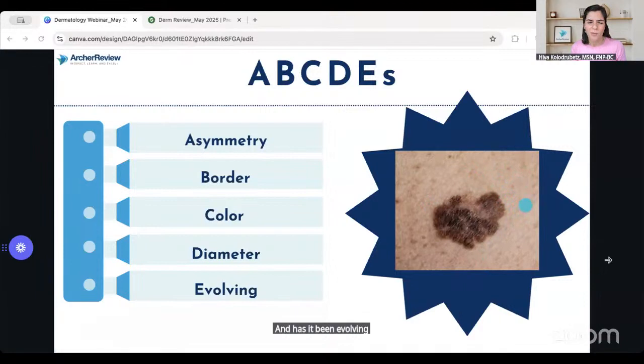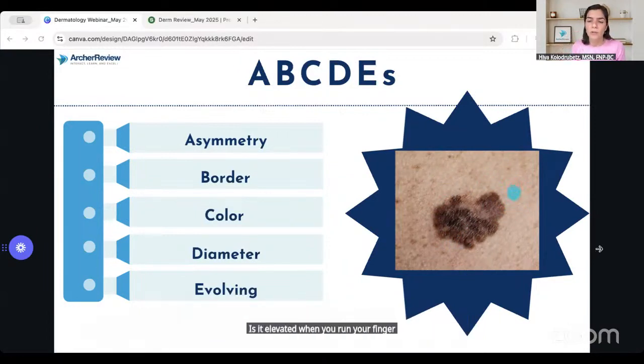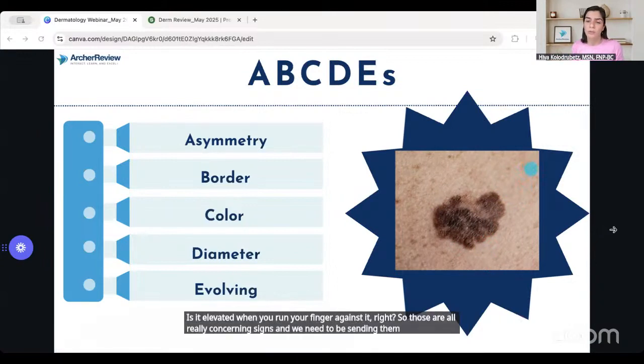So ask the patient, has this been changing, right? Is this getting bigger? Is this growing? Is it elevated when you run your finger against it, right? So those are all really concerning signs, and we need to be sending them over to dermatology right away.